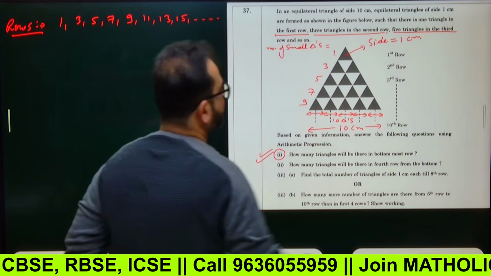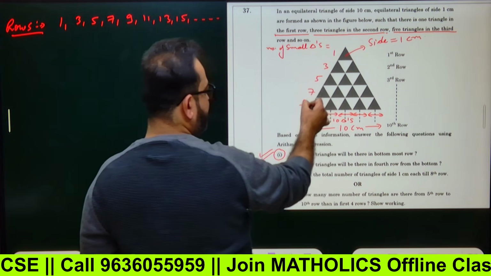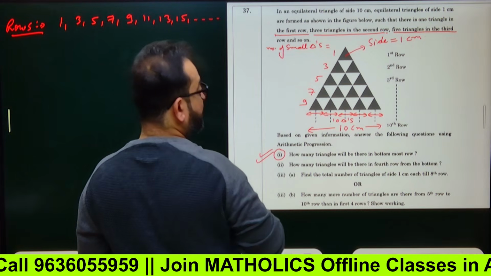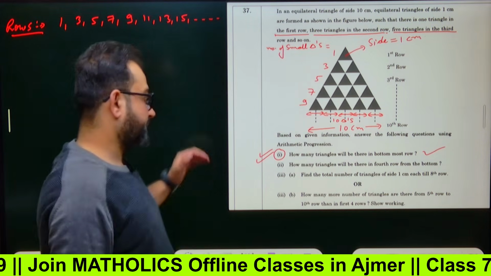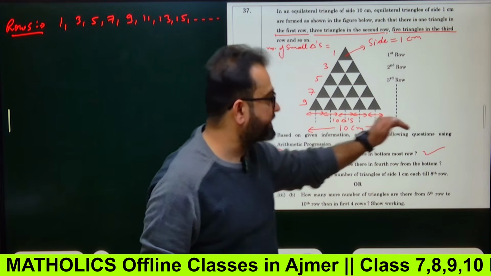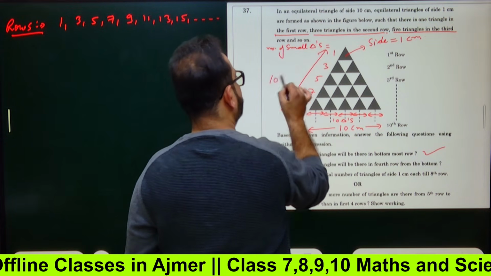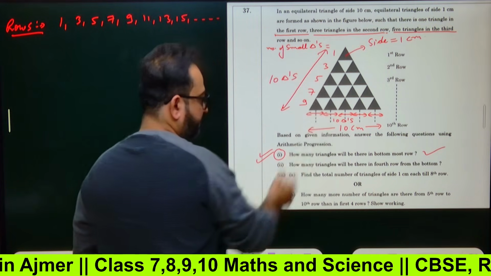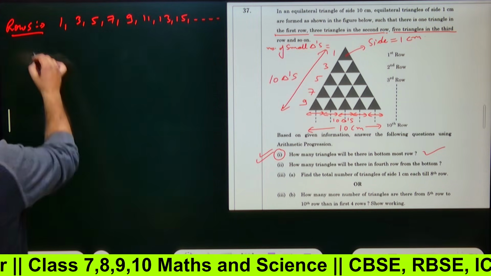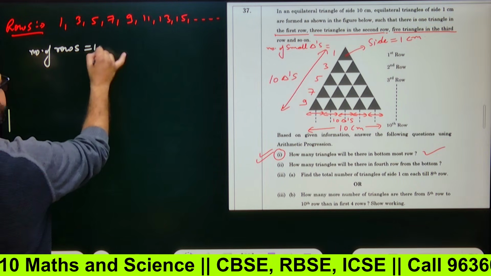Similarly, how many do you have? This side is 10. So 1, 2, 3, 4, 5, 6, 7, 8, 9, 10. How many triangles will be there in the bottommost row? How many rows are there? Similarly, you saw 10 triangles like this. Yes or no? So we'll write number of rows equals 10.